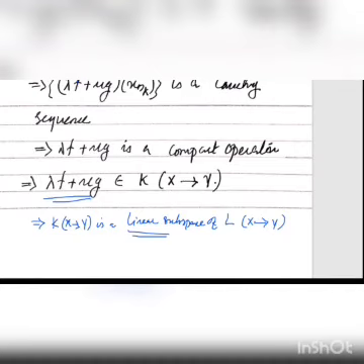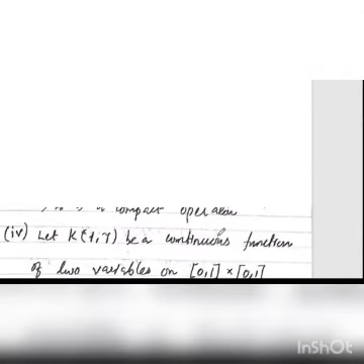Last class we have seen three examples, and here is the fourth example. It says: let k of t, tau be a continuous function of two variables on the closed interval 0 to 1 cross 0 to 1. 0 to 1 cross 0 to 1 means nothing but we are having R2 cross R2.